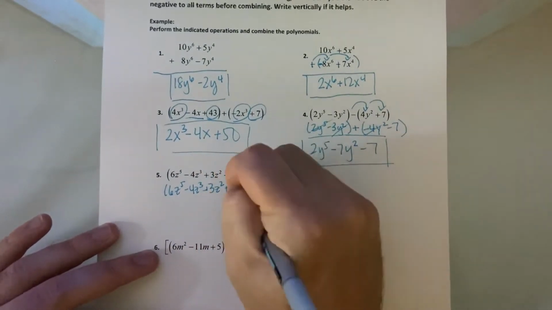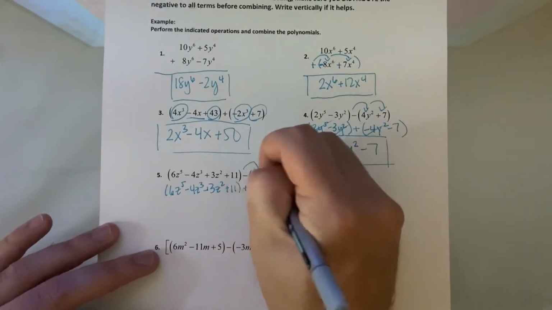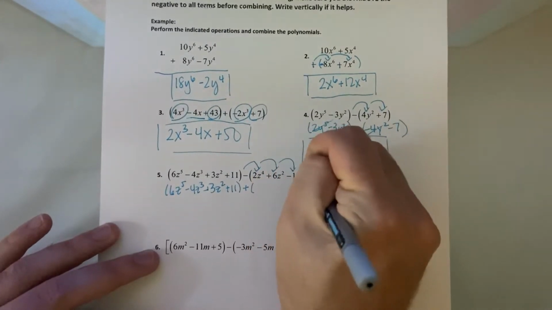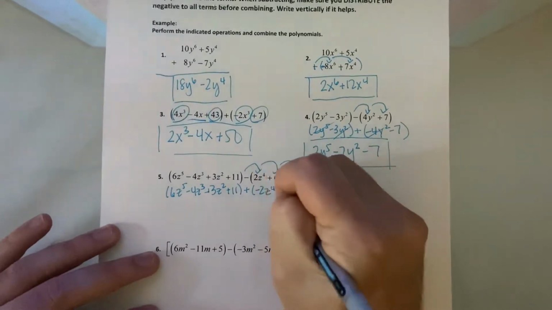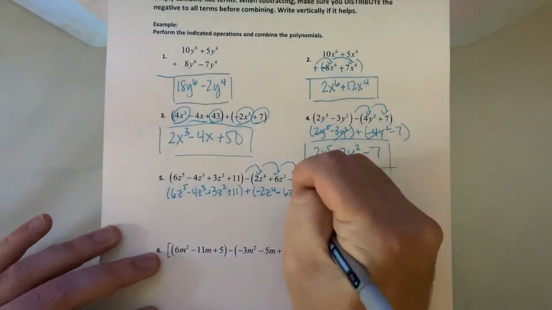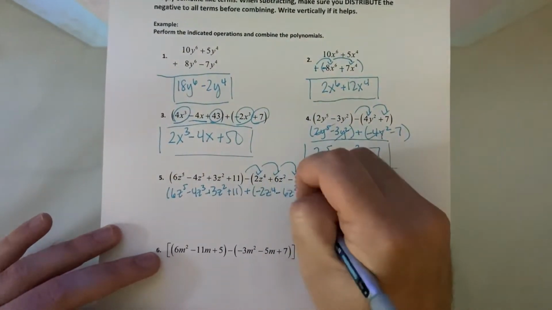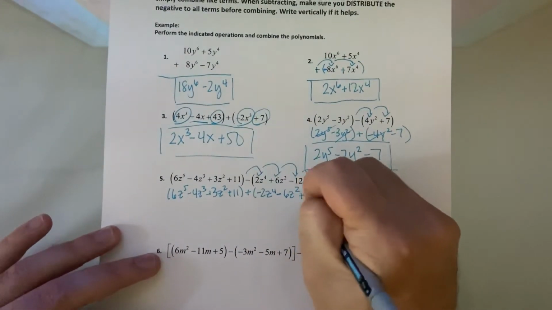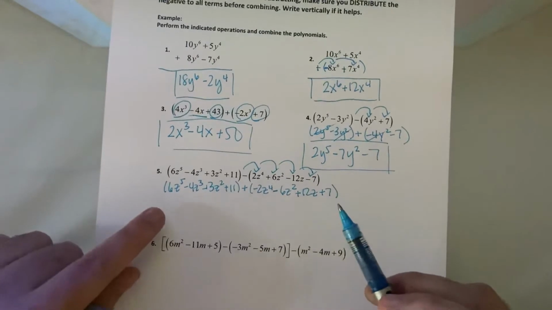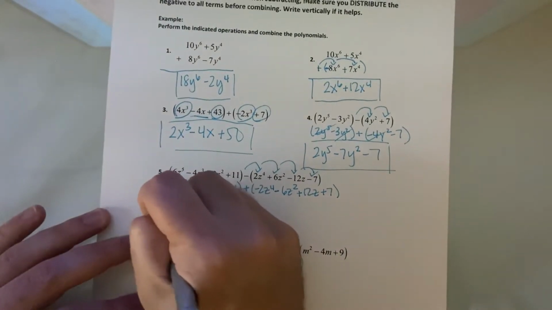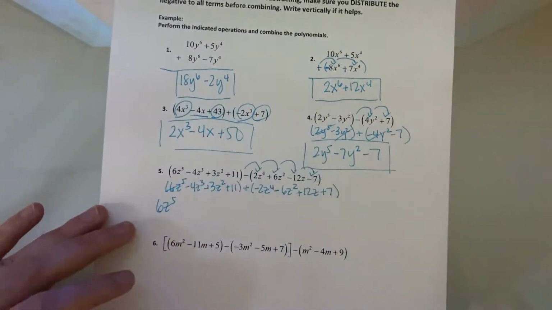Just make sure if you do this, you distribute the negative to every term. All 4 of them in this case. So that's negative 2z to the 4th minus 6z squared. Now it's minus, negative times negative is positive, so plus 12z and plus 7. Okay, so I see the 6z to the 5th. It doesn't have anything to combine with, and it's done.